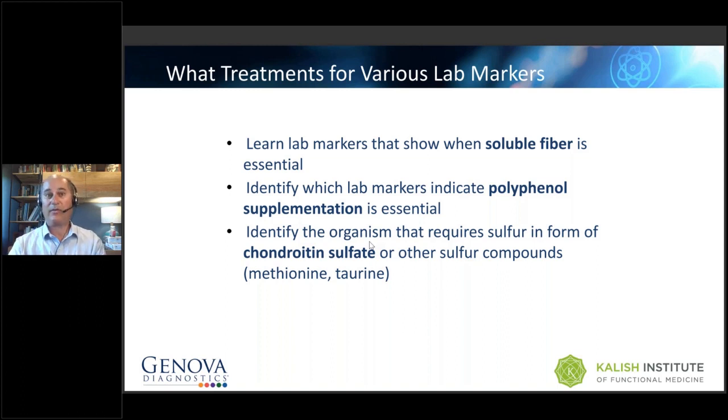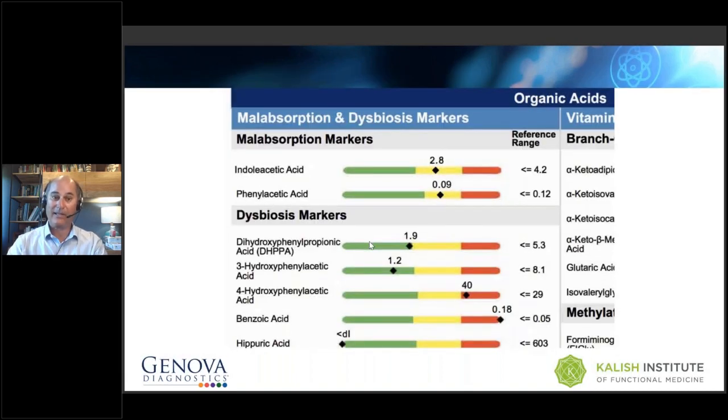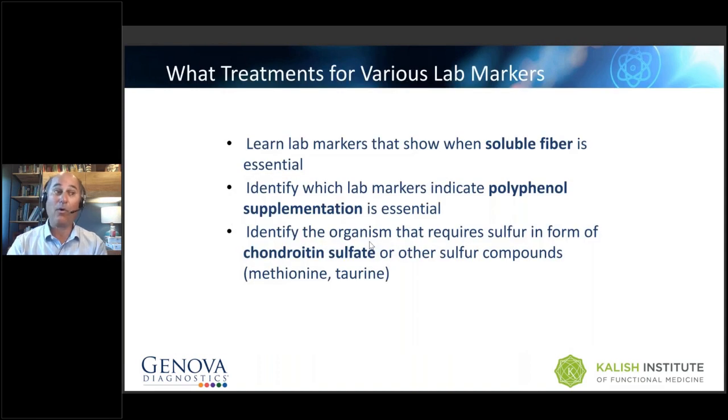So what treatments for various lab markers? You want to learn now, and I just said it, so I kind of cheated, you already got the answer. What are the lab markers that show when soluble fiber is essential? That would be if the person's low in the good bacteria or if they're low in short chain fatty acids. Which lab markers indicate polyphenol supplementation is essential? It's the ones we just looked at here. Benzoic acid, hippuric acid, if these are categorically low, then you don't have enough polyphenols in the diet, or if the commensal bacteria on the GI effects test are low, that'll tell you need more polyphenols.